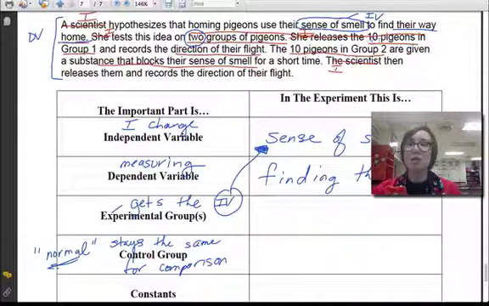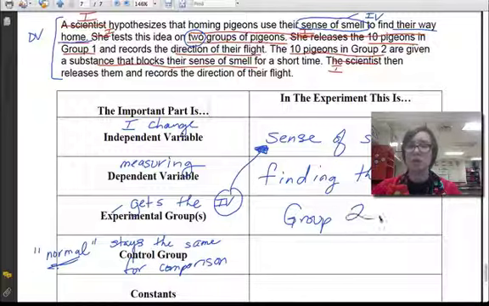So it says, I release 10 pigeons in group 1 and record the direction of their flight. Doesn't sound like I did anything to that group, so I'm going to leave that one alone. The next group, it says the 10 pigeons in group 2 are given a substance that blocks their sense of smell for a short time. So it looks like I've actually done something to this group. I'm manipulating their sense of smell, so this is the group that gets the IV. So my experimental group for this experiment is going to be group 2.